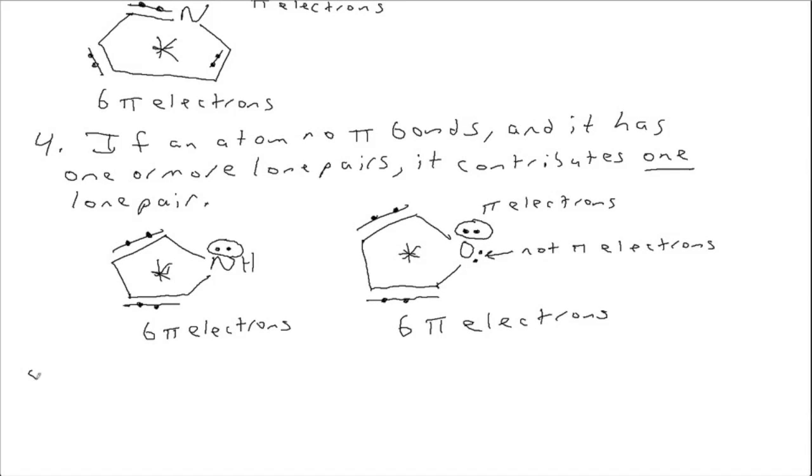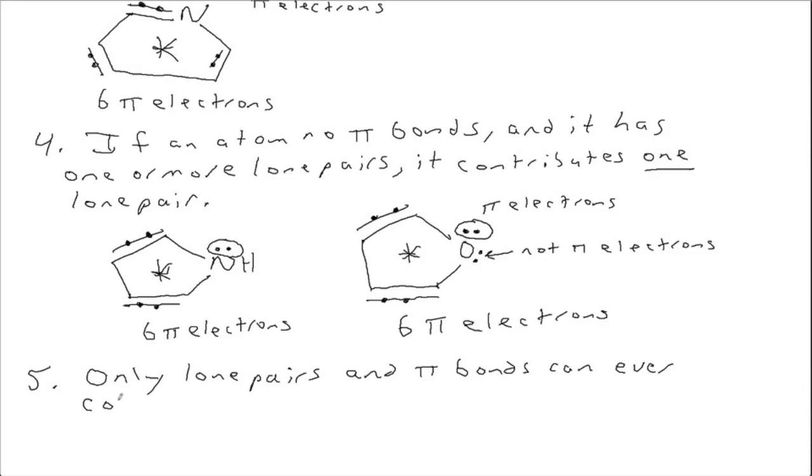It looks like we're time for rule number 5. Seems like a lot of rules, but with practice it's not too hard to apply these. So rule number 5: only lone pairs and pi bonds can ever count as pi electrons. Nothing can be a pi electron except lone pairs and pi bonds.